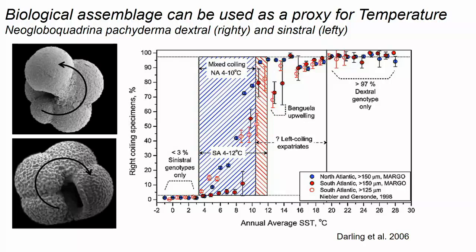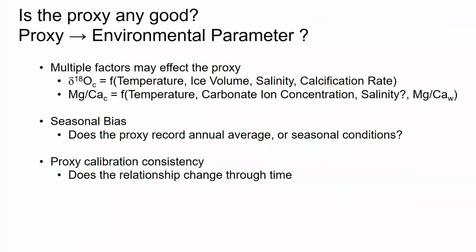The other problem with this proxy is that it saturates at high temperature and low temperature. So it doesn't work over all temperatures. It's only useful between 4 and maybe 14 degrees Celsius. Beyond that, you can only say it's hotter or colder than that. Okay? So not all proxies have this problem of non-linearity, but some do. We just need to be aware of that. Okay? So that's a biological assemblage proxy.